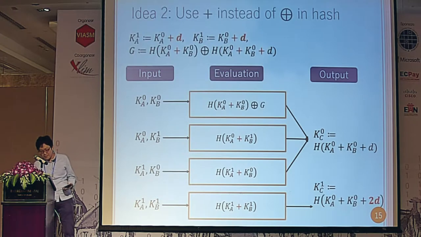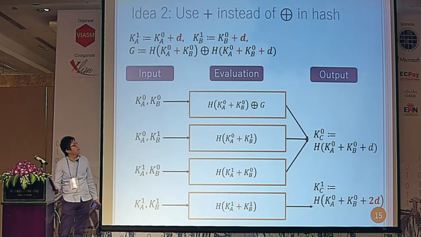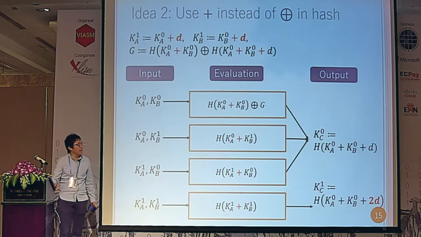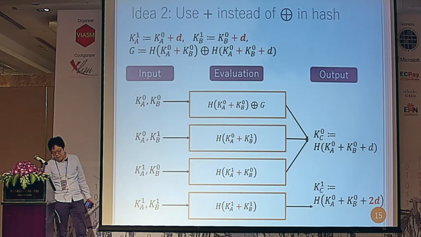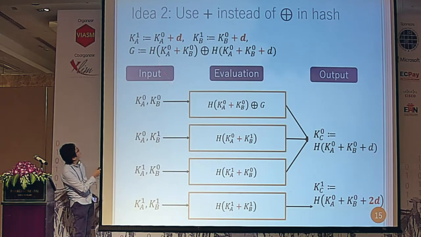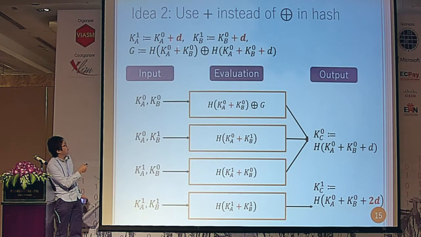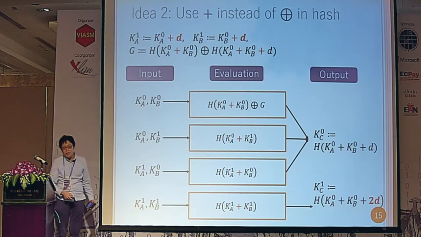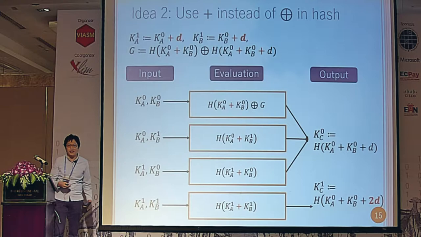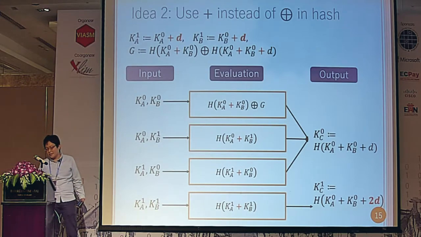To avoid this problem, we use plus instead of XOR inside the hash. We redefine the one key as a zero key plus D. Then, inside the hash function, we use plus. So the one key becomes the hash of KA0 plus KB0 plus 2D, which cannot be derived from KA0 and KB0.